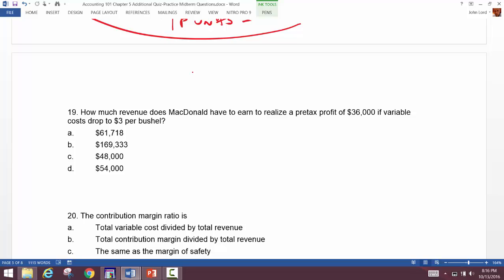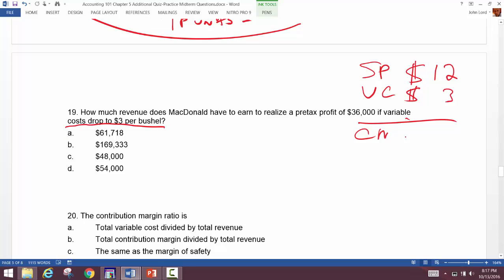Okay? So now what's happening? Now we're sitting here and they say, what if the cost drops $3 per bushel? Well, if the cost drops to $3 per bushel, what's our sales price? 12. That's our sales price. If our variable cost now has come to $3 per bushel, that means that my contribution margin is now $9 per bushel, right? Okay.